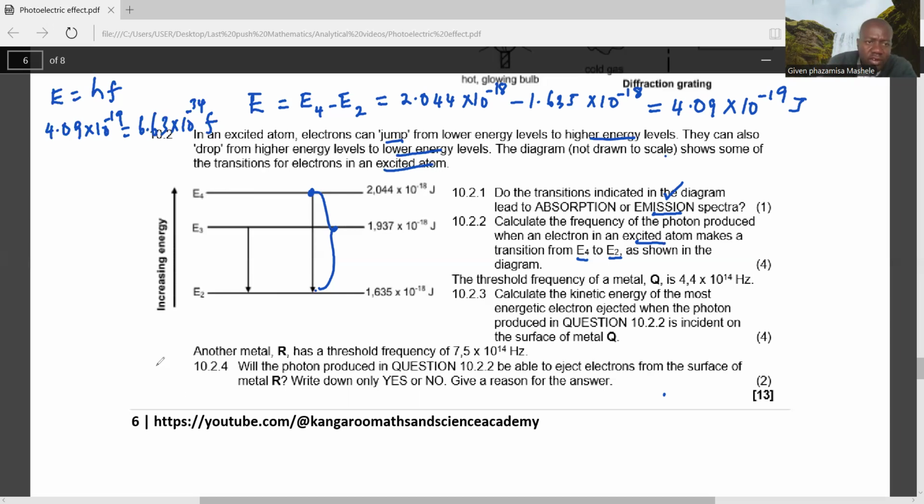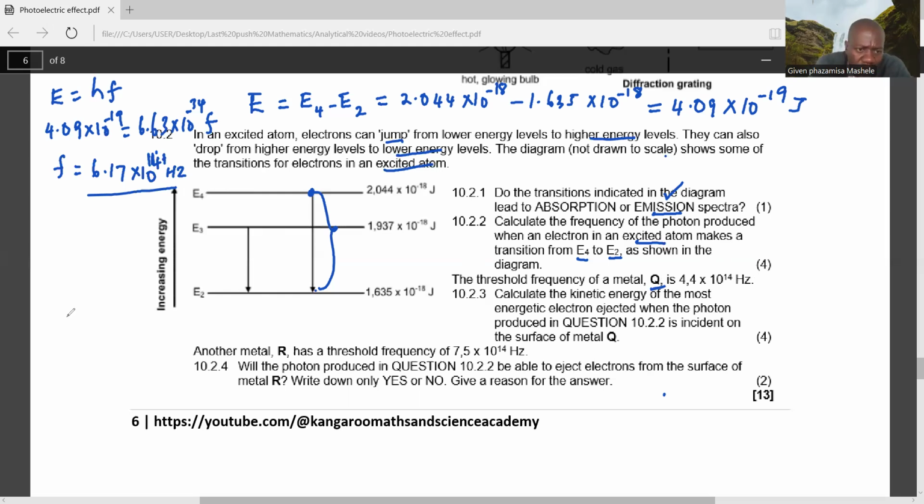It means the frequency of the photon will be 1.17. Oh, no, not 1.17. I apologize, guys. It is 6.17 times 10 to the power 14 hertz. So this is the frequency of the photon produced when an electron in an excited state makes a transition. Right, moving on, then the second statement says the threshold frequency of the metal Q is 4.4 times 10.